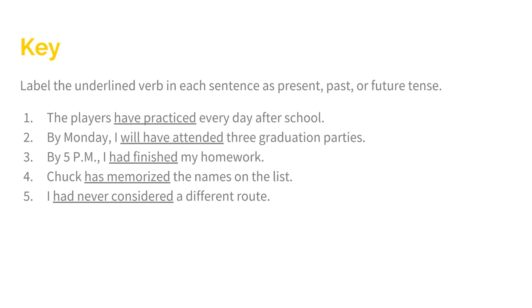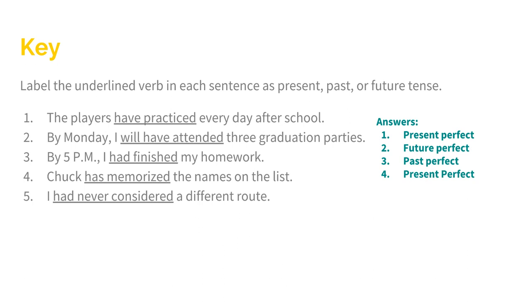And let's look over what you got. For the first one, you should have figured out present perfect because they use have for the helping verb. Number 2 is future perfect because of will have. 3 is past perfect because of had. 4 is present perfect because of has. And 5 is past perfect because of had. Make sure you have all of this down in your notes and make sure to answer the questions on the formative assignment.